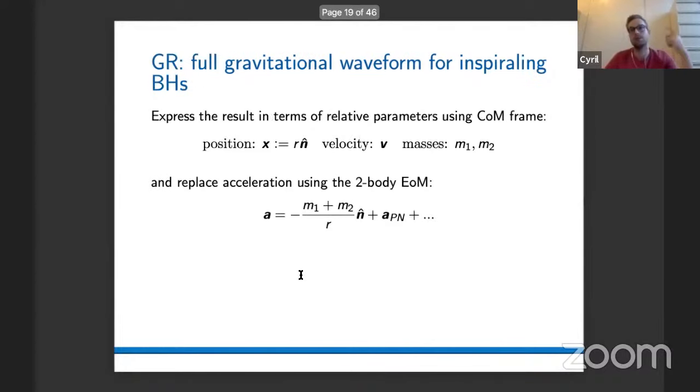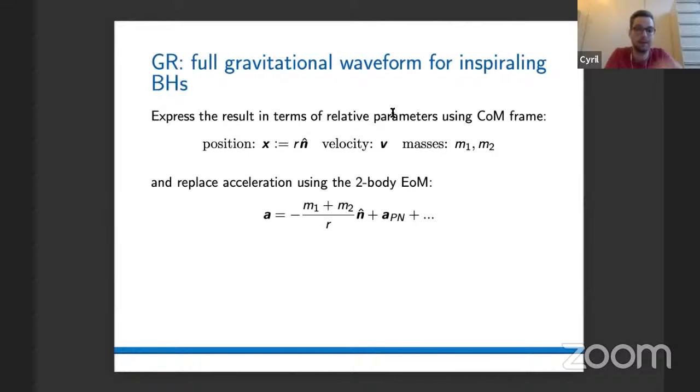But these solutions usually depend on the velocity of both black holes, on the two masses, and also on the acceleration of the black holes. We would like to reduce the number of parameters we use to describe the system, and we use what are called the relative parameters. We use the center of mass frame. So instead of talking about the position of each black hole, we talk about the relative position, the relative velocity, and the two masses. This we cannot do anything about.